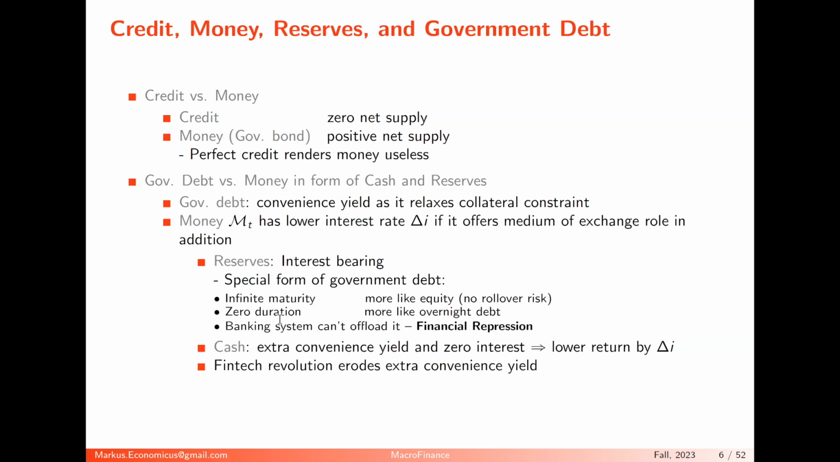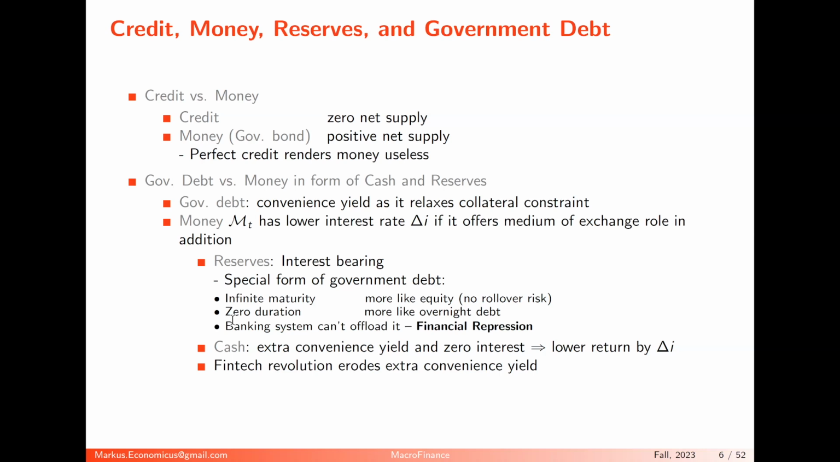Since 2008 in the US, and in other countries even earlier, you pay interest on reserves. So if a bank is parking some money with the central bank, then it gets some interest payment, the policy interest rate, and that moves around. It's floating. So it's like a perpetual bond, but with a floating interest payment.